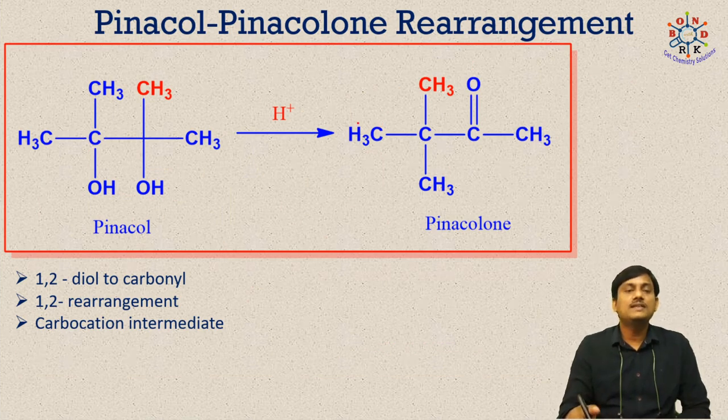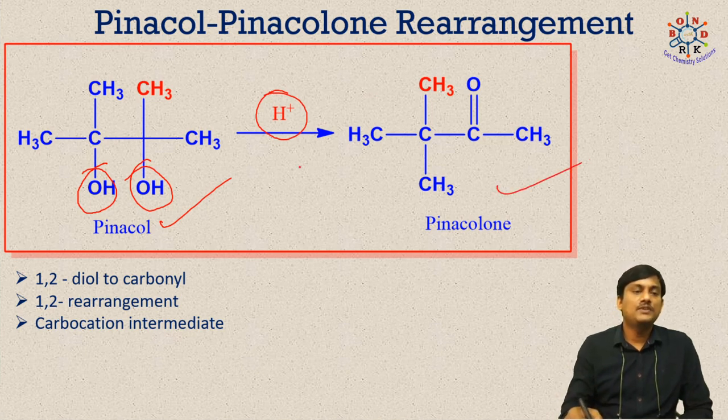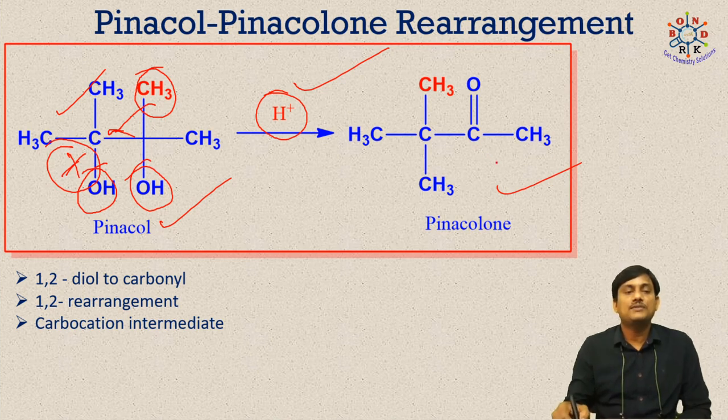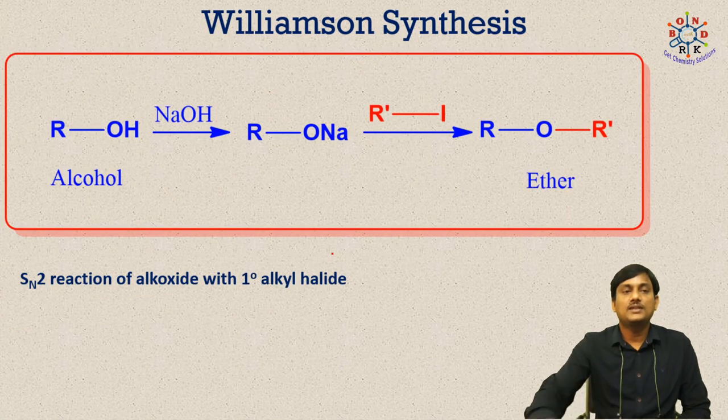Pinacol-pinacolone rearrangement. In this rearrangement, 1,2-diols in the presence of acid convert into a carbonyl compound. If you take pinacol in the presence of H+, there is a migration of the CH3 group to this carbon. First there is a formation of carbocation, with the removal of OH. This methyl group migrates towards this carbon, and finally there is a formation of pinacolone. Here a carbocation intermediate is involved.